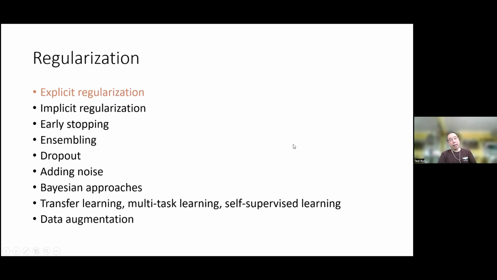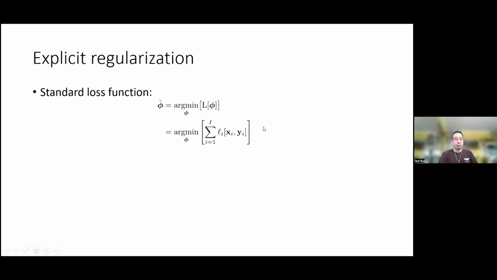All right, so here's an outline of what we're going to go through, a couple different topics. First we're just going to talk about our historical roots, explicit regularization by adding something to the loss function. So here's our standard loss function. Basically, let's say we have some parameters, phi. We're going to find the parameters that minimize our loss function. And what is our loss function? Our loss function is just the sum of the losses on each example in our training set.